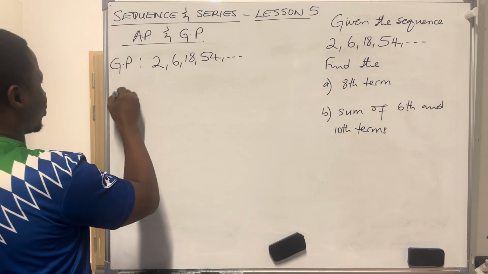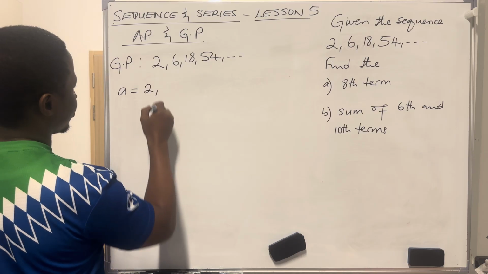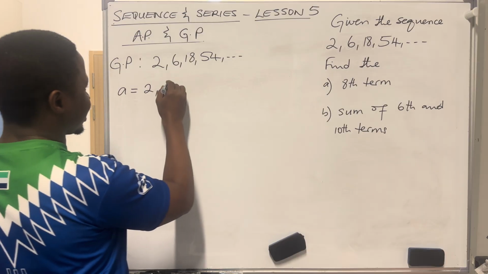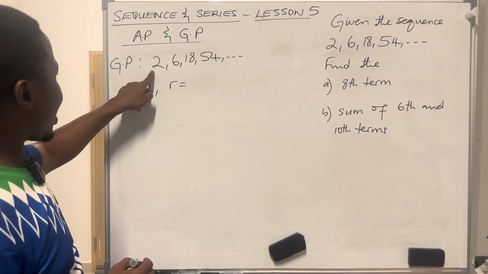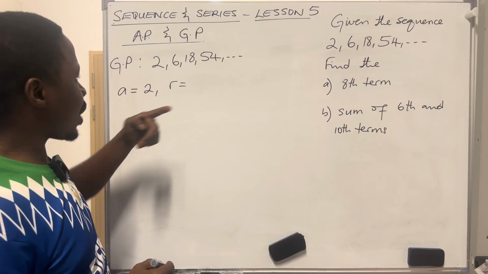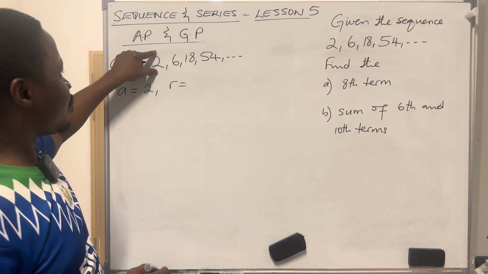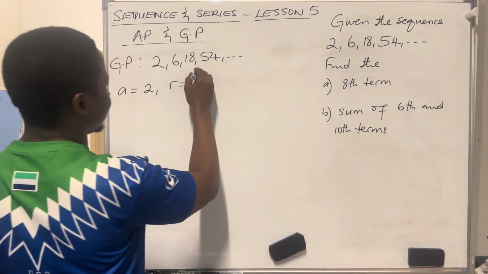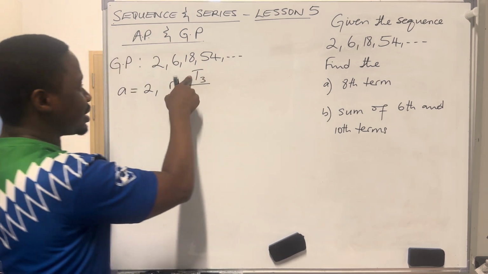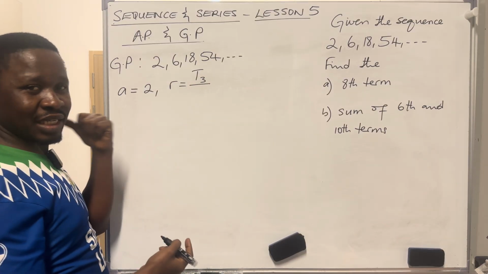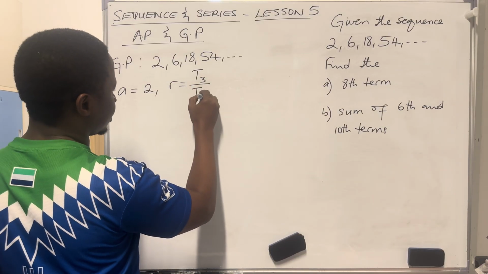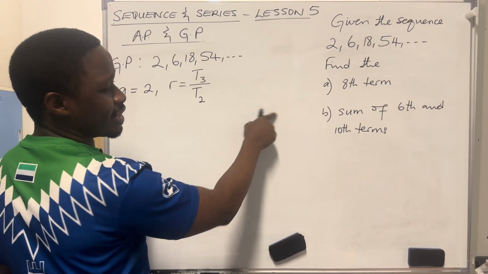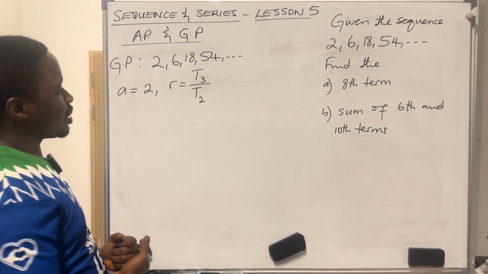So for this GP, what is our first term? Is 2. In GP, we don't talk about common difference. We talk about common ratio, and that is R. To write the formula, you can choose to start with T2 or T3 or T4. So let's say T3. But once you say T3, it's a must to go to the preceding, which is T2. That's how we go.